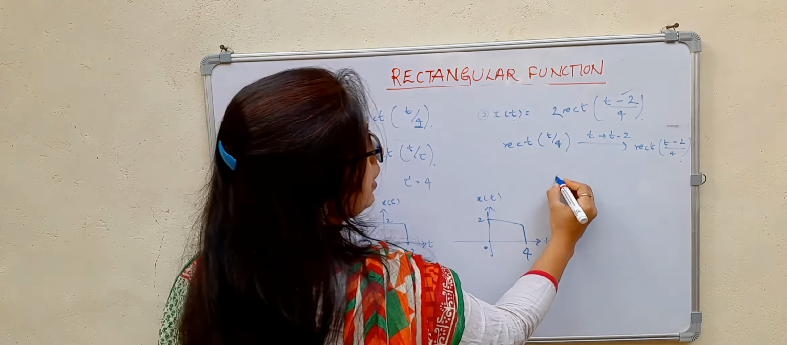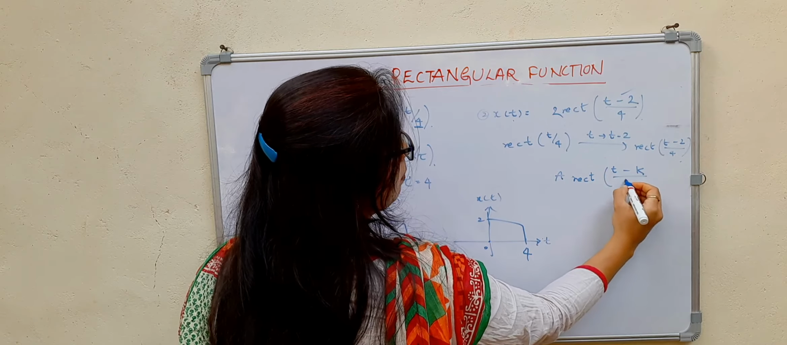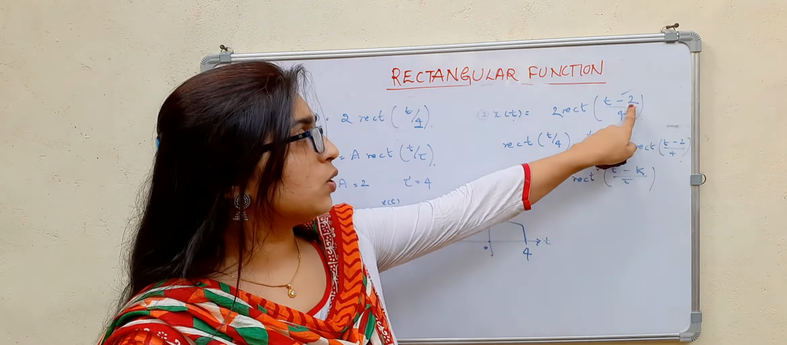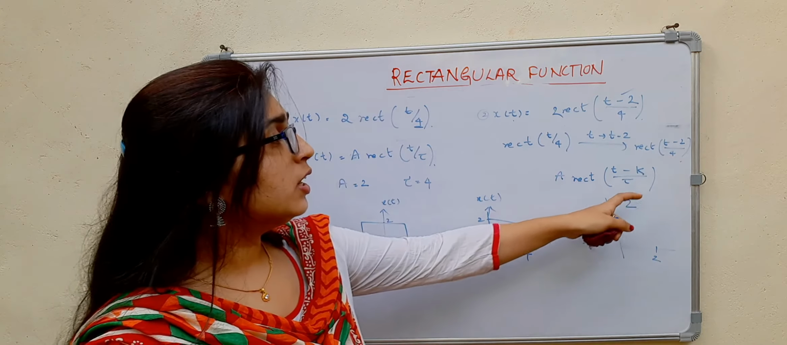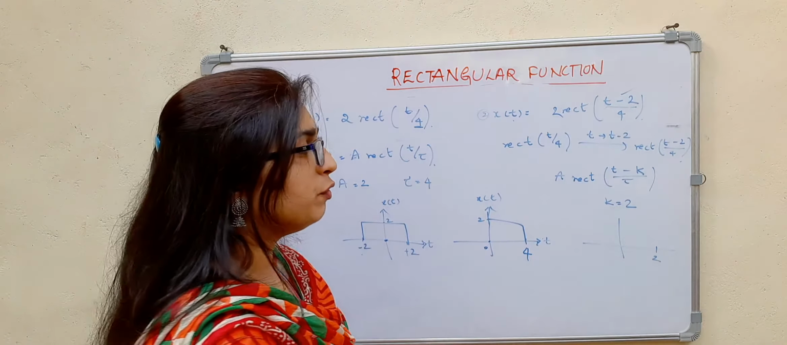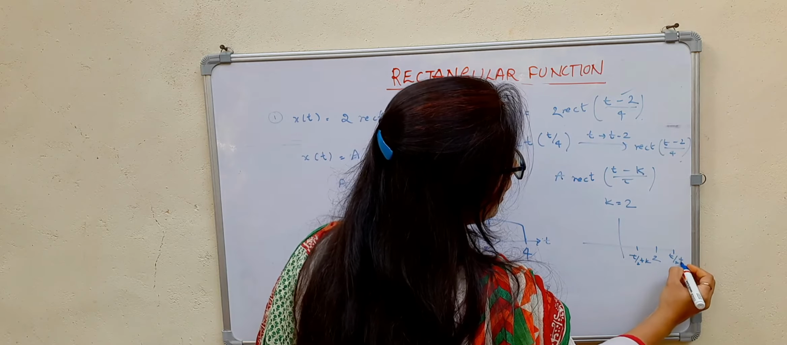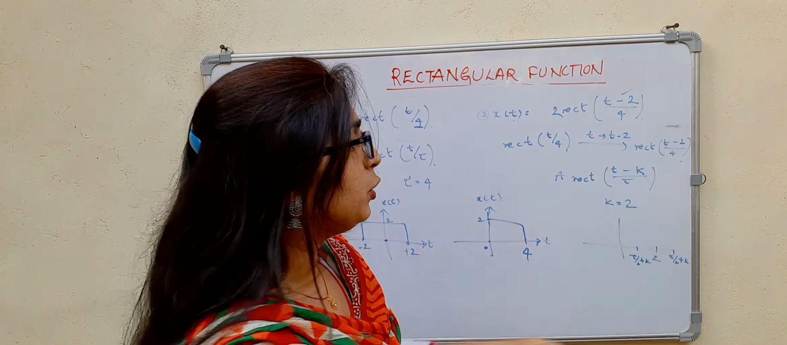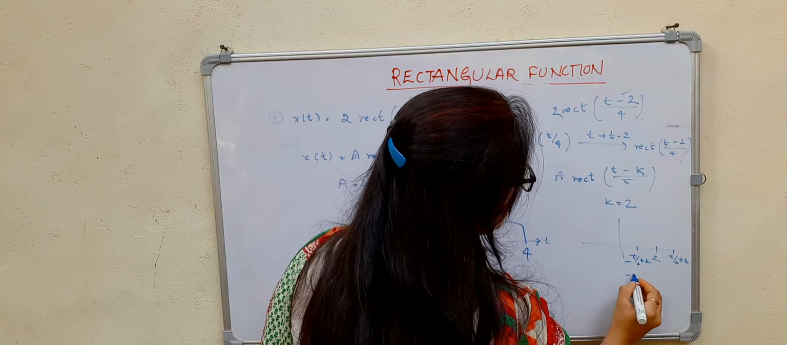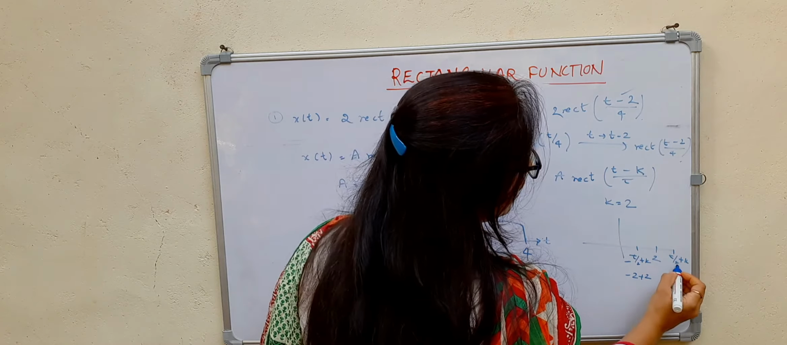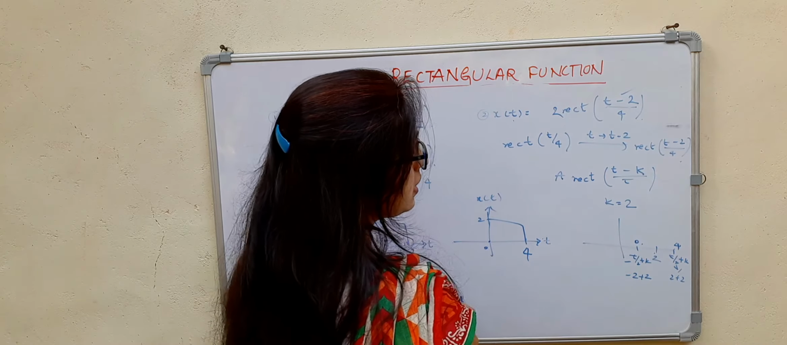And another thing is we can use a standard formula. A rectangular t minus k divided by tau. In this case, k is equal to 2, right? That means it is not centered at origin. Tau is equal to 4. Here we will be considering minus tau by 2 plus k and tau by 2 plus k, right? So tau by 2 is nothing but 2, right? Sorry, here it is minus 2 plus 2 and here it will be 2 plus 2. So this point will be 4, center is at 2, this will be 0.